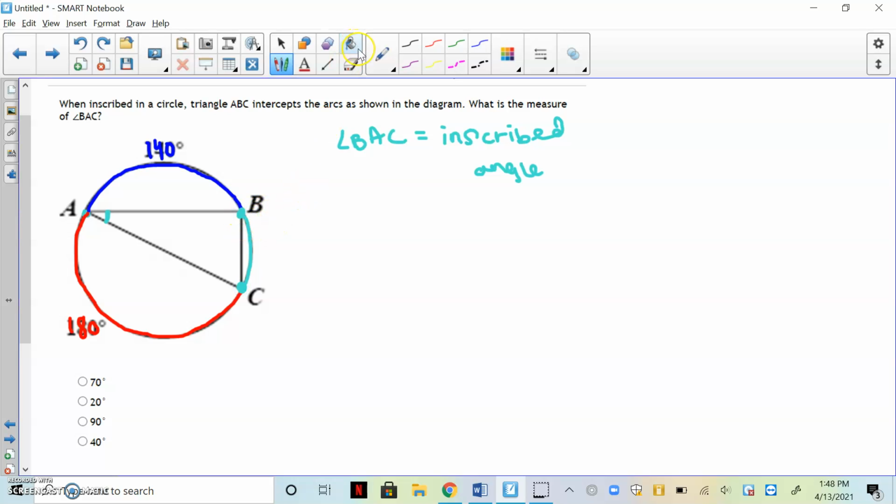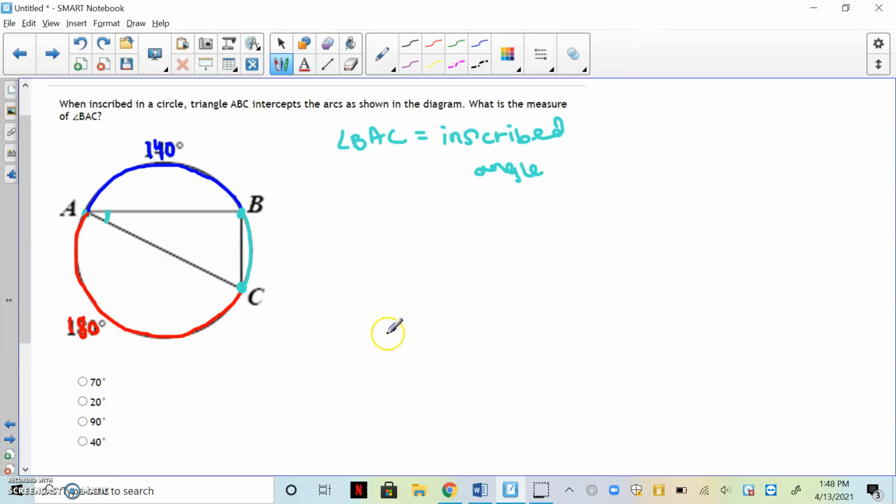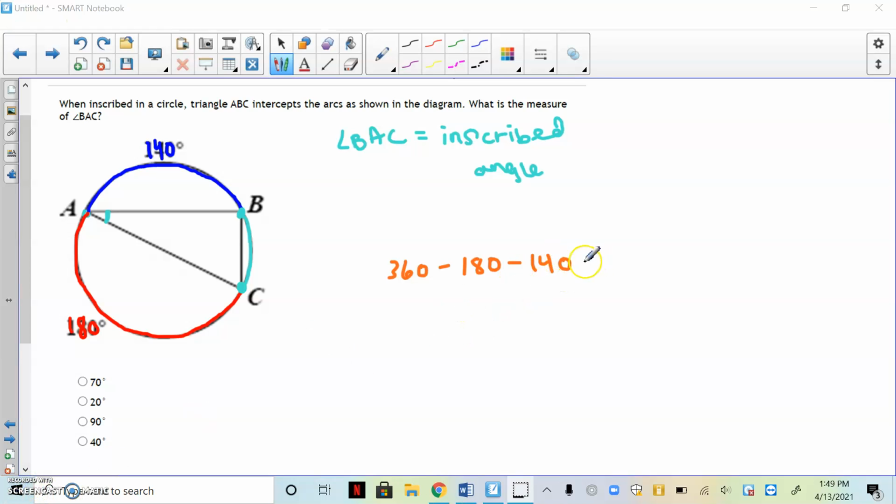So the way we want to do that is ask ourselves, okay, well, a whole circle has 360 degrees. So to figure out what is left here, we could just take these two pieces and subtract them from 360. I don't know what I'm saying today, guys. So 360 minus 180 minus 140. Okay, once I subtract those, we get an answer of 40 degrees. So this is going to be arc BC. I'll actually make it orange.